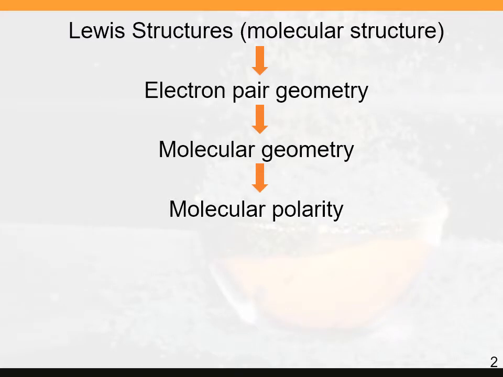Chapter 10 is a continuation of what we've learned previously. Remember, we ended our discussion in Chapter 9 with Lewis structures. From here, we're going to go on to the geometry of the electron pairs, the molecule itself, and end up with a discussion of molecular polarity. So being able to draw Lewis structures is going to be essential for this chapter.